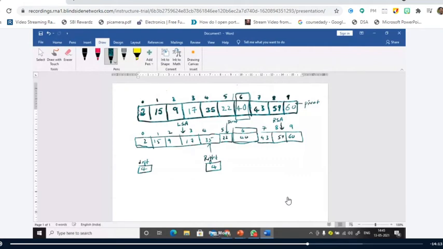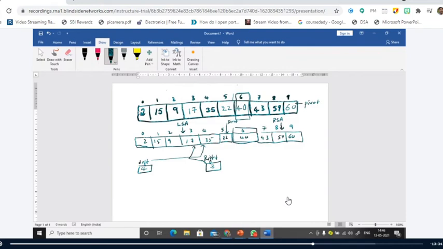Now 35 compared with 22. Is it less than or greater than? Greater than. You should stop here, right? Now you move to the right pointer. What is the value that is pointed to by the right pointer? 35. 35 compared with 22. Is it greater than or less than? Greater than. Therefore, what you should do? You should decrement the right. Now you can observe that right is pointing to this location, and the two pointers cross each other.